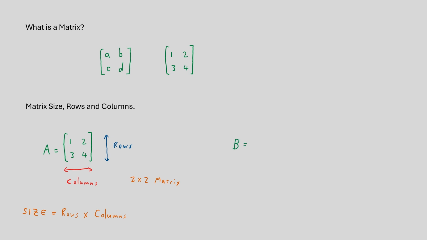Now we can look at another matrix, matrix B. This matrix has been drawn with 2 rows and 3 columns, which makes this a 2 by 3 matrix. And now, having understood how to describe the size of a matrix, we can look at how we label the information inside the matrix itself.